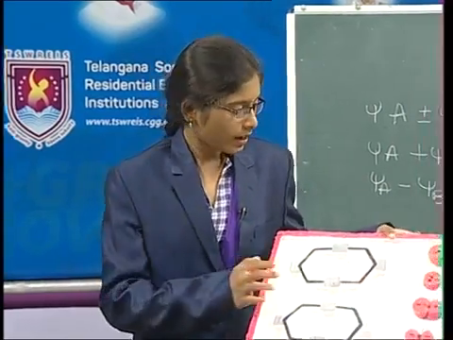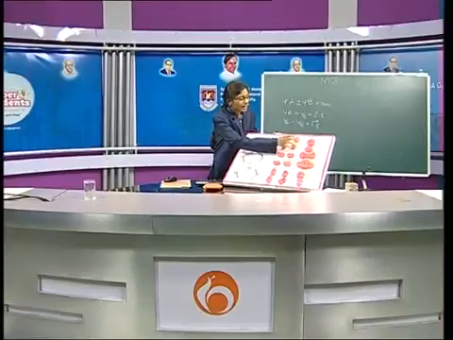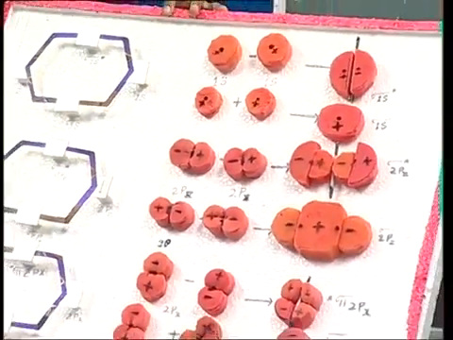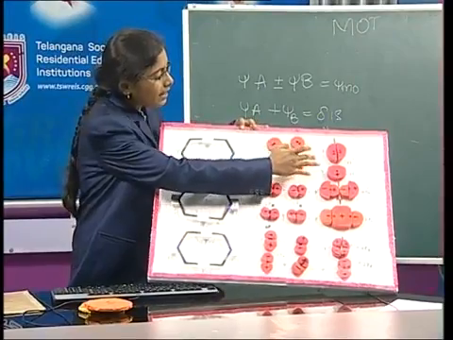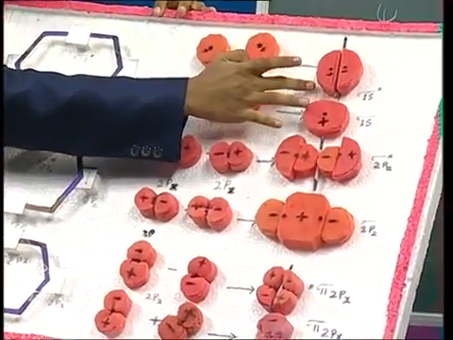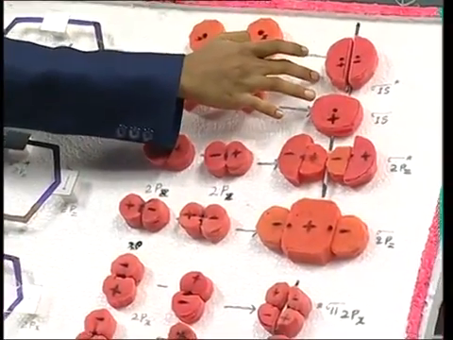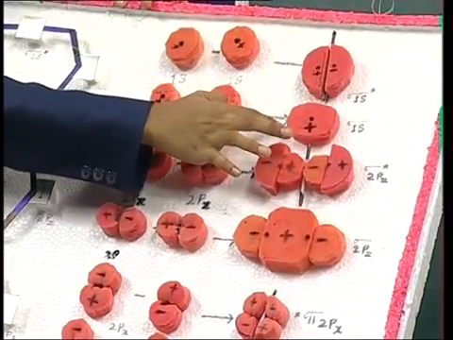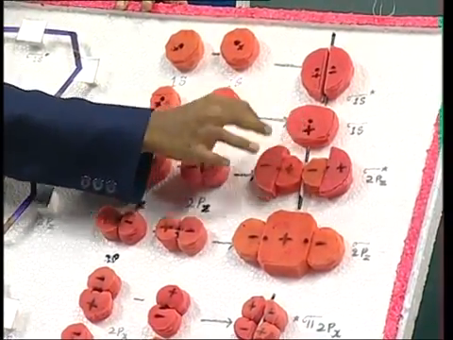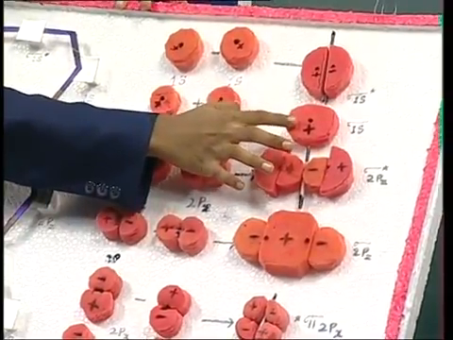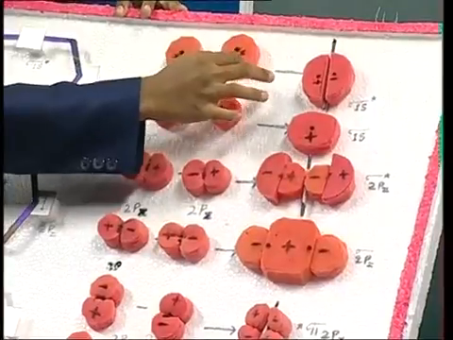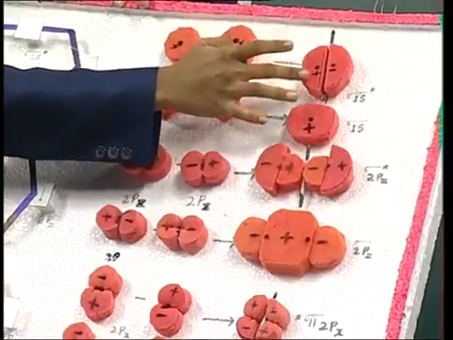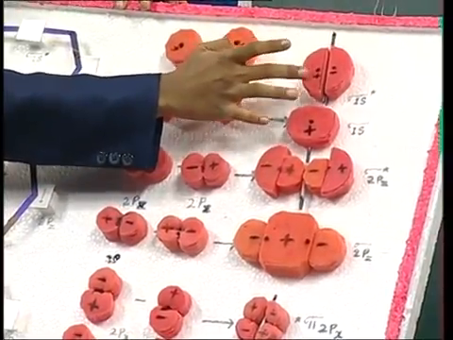Here, two 1s orbitals are combining and result in sigma bond formation. This sigma bond is of two types: sigma anti-bonding molecular orbital and sigma bonding molecular orbital. Sigma bonding molecular orbital has increased electron density between the nuclei, greater stability and lower energy, whereas sigma anti-bonding molecular orbital has a node between the two nuclei. It has lower stability and greater energy.